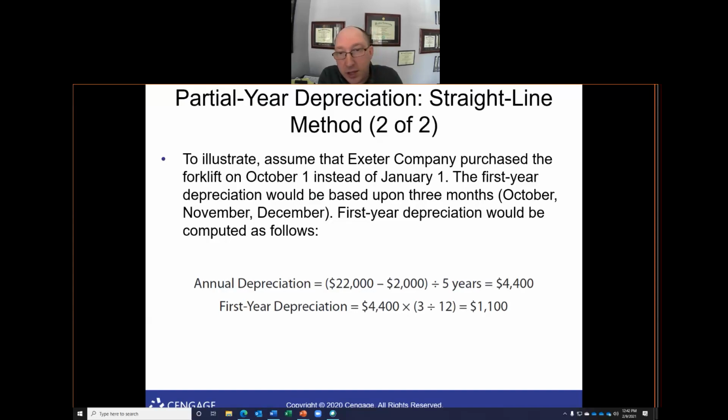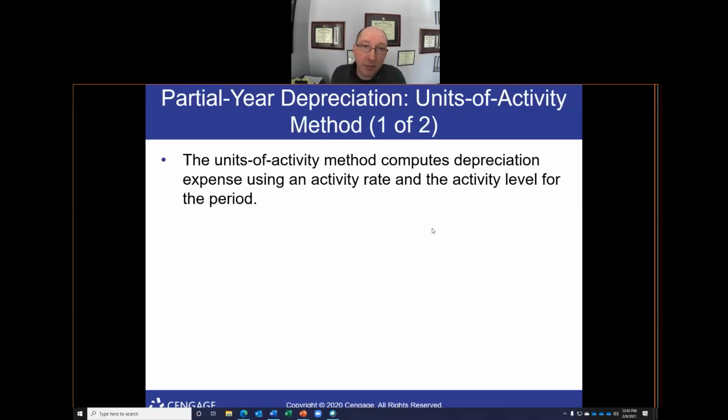So in our example, let's say I purchased the forklift in October, or I started using it in October. So that's 3 months of use. I know that the depreciation is $4,400 per year, but for that first year, it's only $1,100. How did I get that? 4,400 times 3 divided by 12. Or you can simply do 3 divided by 12, the percentage of the year that I used it, right? So if I only use it for 3 months, I'm going to only allocate it for 3 months. That's the idea behind partial years.